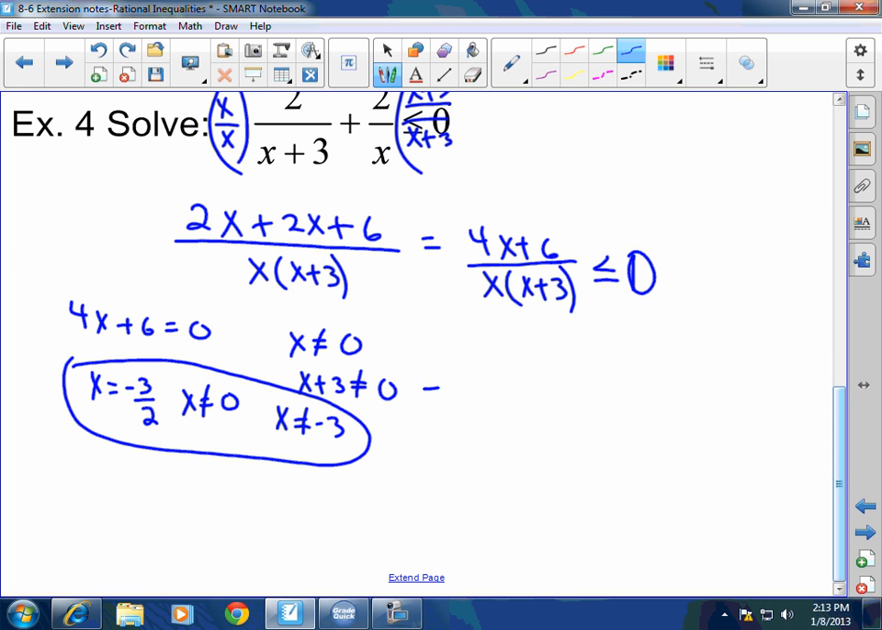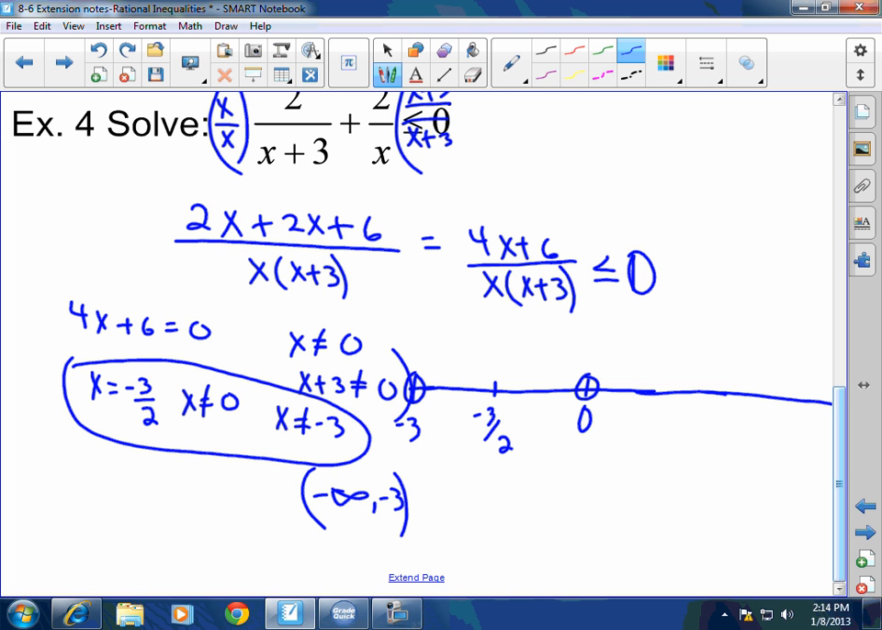Because now I make my intervals, okay? So I have a negative 3 halves. I have a 0 this time that's valid in there. And I have, oh, wait, that's negative 3, okay? So it's going to go over here. Negative 3, open circle and open circle. So I'm going to have four intervals again. The first interval is going to be from negative infinity to negative 3, right up to here. You with me, guys? Then, second interval from negative 3 to negative 3 halves. Third interval from negative 3 halves to 0. And then last interval from 0 to infinity.